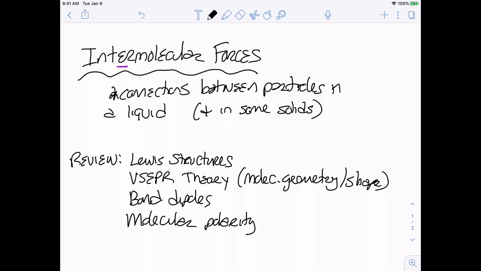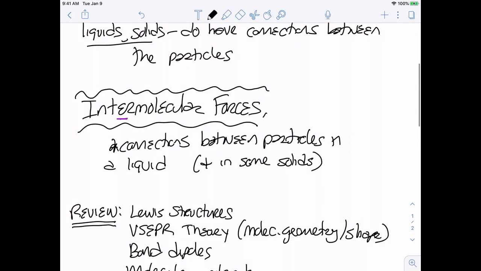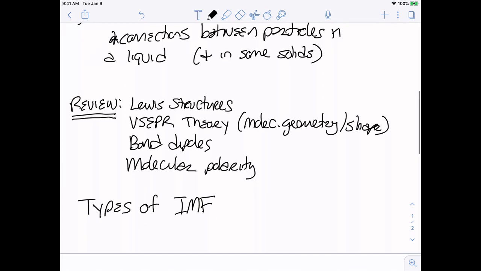Essentially, I'm going to list and go through the different types of intermolecular forces, and one of them I'm going to say only occurs between polar molecules. If you don't know your molecule is polar, then you don't know if it has that type of intermolecular force. So please go and review those if they're not fresh in your mind anymore. So, types of intermolecular forces. IMF is our abbreviation for intermolecular force.